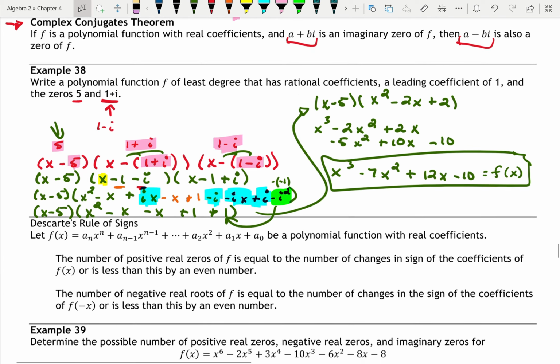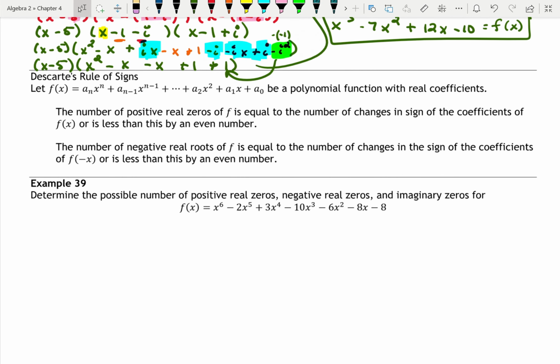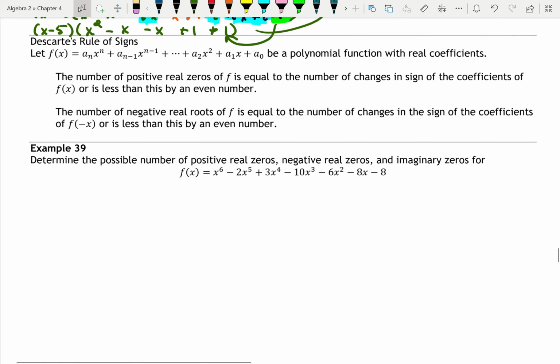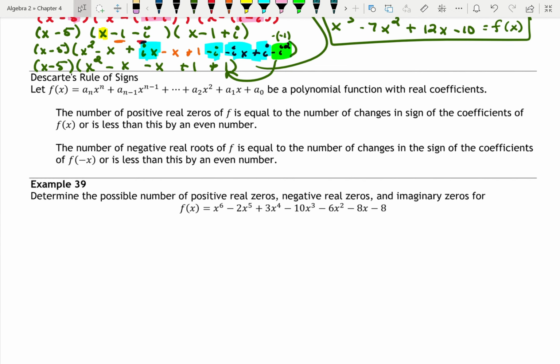Next up, we have Descartes' rule of signs. And this is something that I'm going to talk about in class. So for number 39, just number 39, remind me to talk about that in class so that we can learn about that.